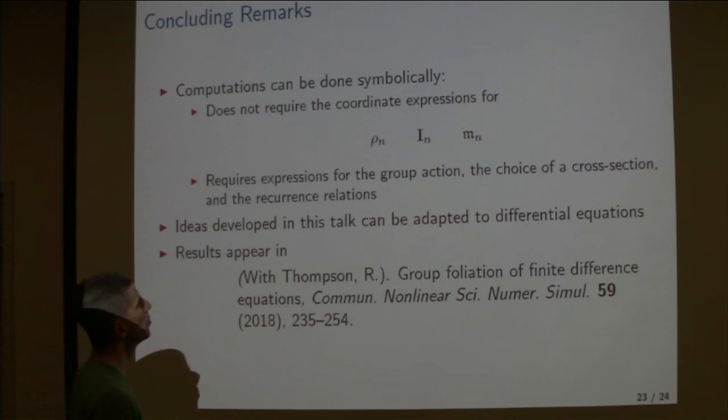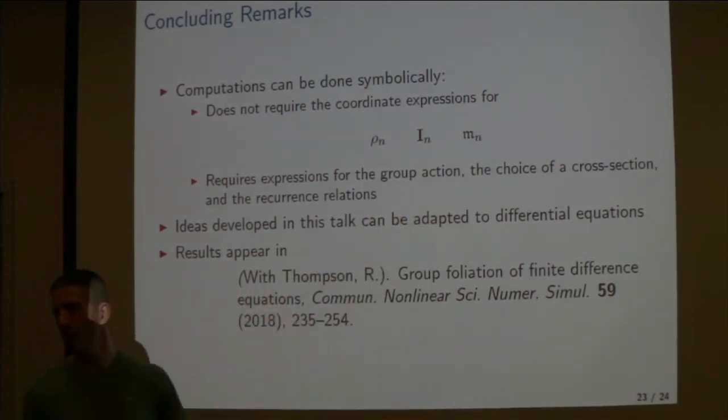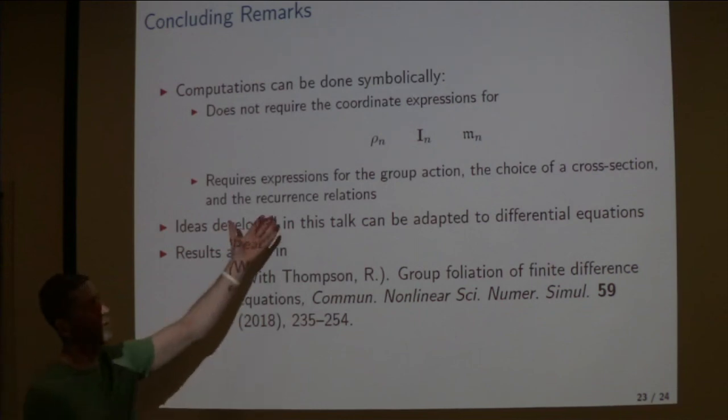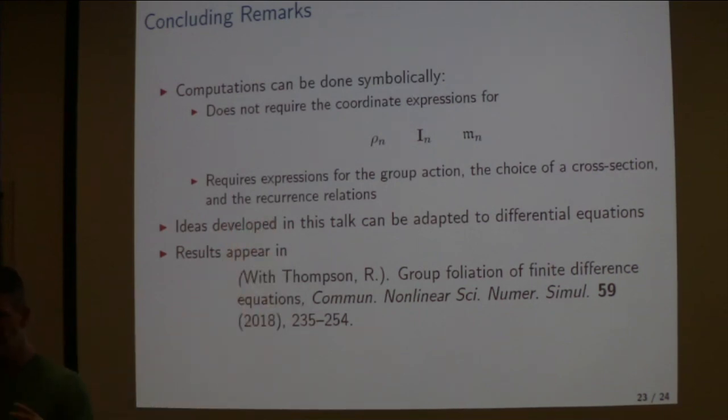The only thing you need to know is the group action, the symmetry group, and the choice of a cross section. You just need to know that this one will work, even if you don't know it explicitly. And then you need to know the recurrence relation, which relates the invariants. You can write down the recurrence relation without even knowing what the invariants are. It just tells you this invariant is related to that one in that form, and you don't really care about their coordinate formulas.